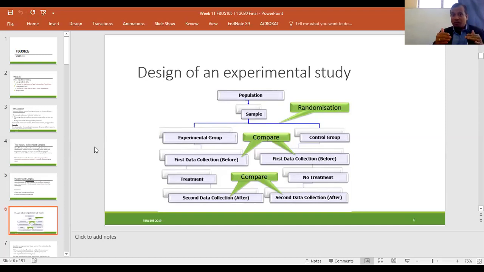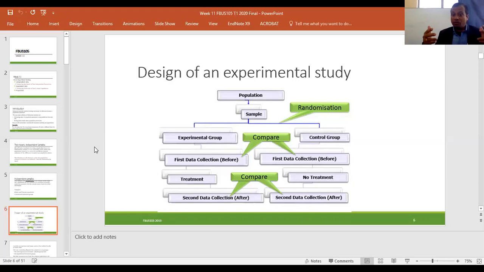The moment you have two different groups, the experimental group and the control group, you try to collect the first data before the experiment, for the experimental group and for the control group. I mean, before any treatment, you took data in terms of their body temperature, their BMI, or their performance before any training program. So you take the first data collection before the experiment for both groups separately.